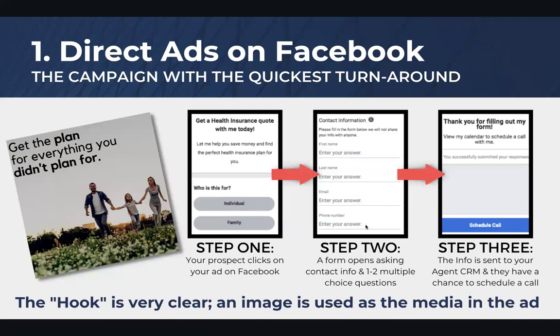So now, we start with a quick little survey so that we can identify who it is that they're looking to provide insurance for. Is it for the individual or the family? Then we get their contact info and then a thank you. Now, this thank you, you can have that button go anywhere you want. I recommend having them schedule a call with you. We want them to self schedule on your calendar. In this case, the hook is very clear and an image is used as the media in the ad.